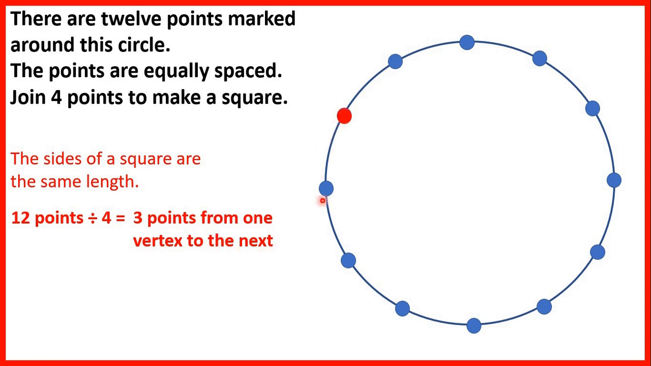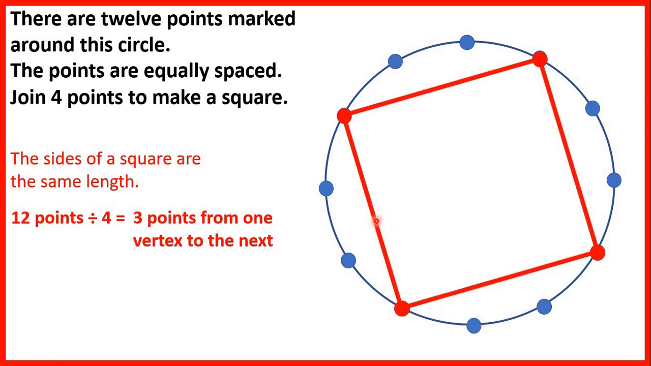So we can pick any of our points to start with, and then we can count 1, 2, 3, 1, 2, 3, 1, 2, 3, and then when we join up our points, we can see that we have the same amount of space. We have 2 dots between each of our corners. So we know that our sides are of equal length, which means we have a square.